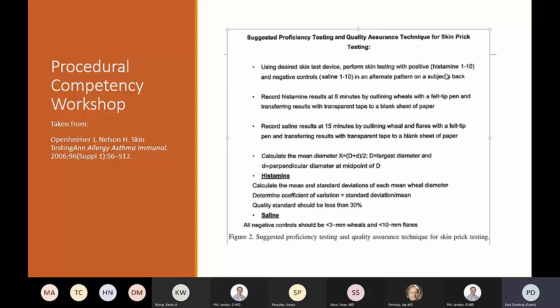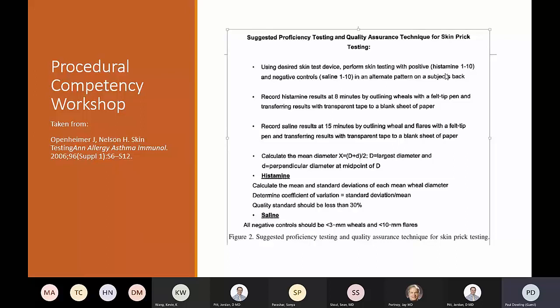And then you calculate the mean diameter, and you can go through the process here. Then you calculate the mean and the standard deviation for each mean wheal and flare diameter, and determine the coefficient of variance. The quality standard should be less than 30% as mentioned. And your saline negative control should be less than 3 millimeters of wheal and less than 10 millimeters of flare if you're doing accurate skin testing.